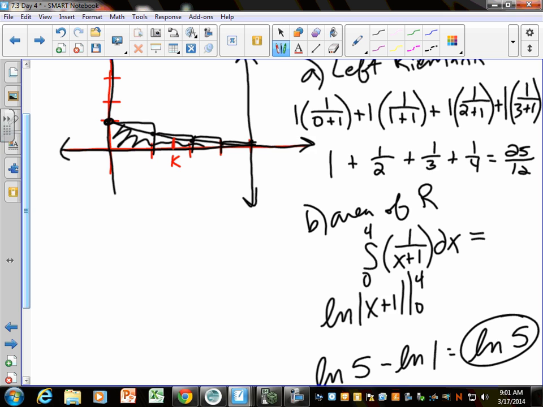Here's what I did, and you tell me if this makes any sense. I just drew in some k value. I know that's not necessarily where k is. But I said, if these are equal, does that mean the integral from 0 to k of my function has to equal the integral from k to 4 of that same function? And I wrote in the actual function, 1 over x plus 1 dx.